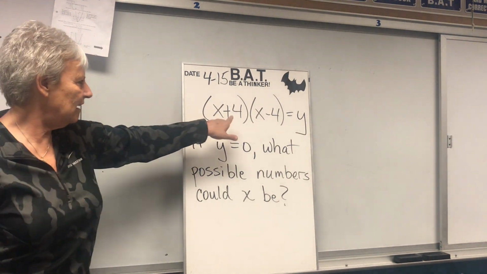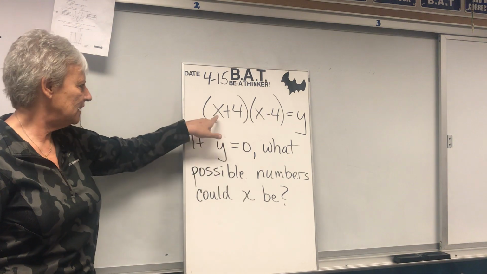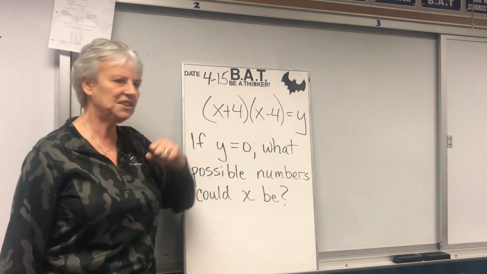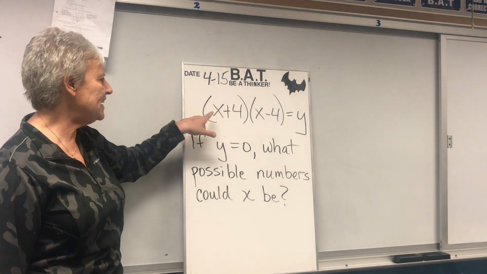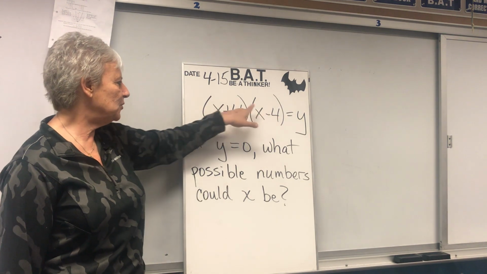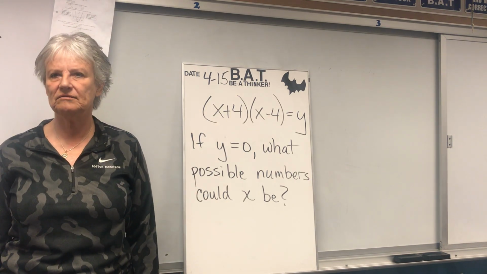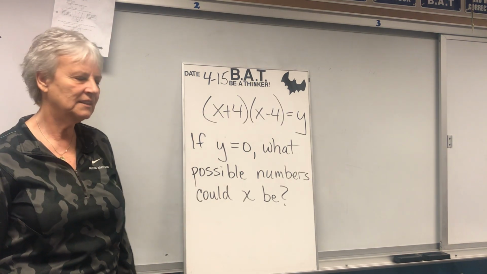On the bat, if you put in a 4, you get 8 times 0, which is 0. If you put in a negative 4, you get 0 times negative 8, which is 0. Two answers. Okay?